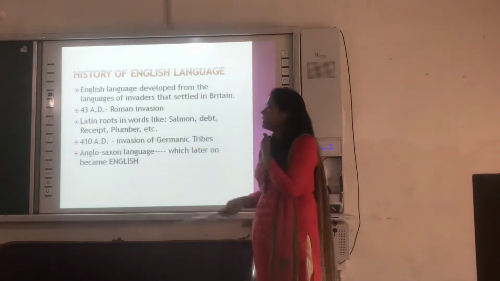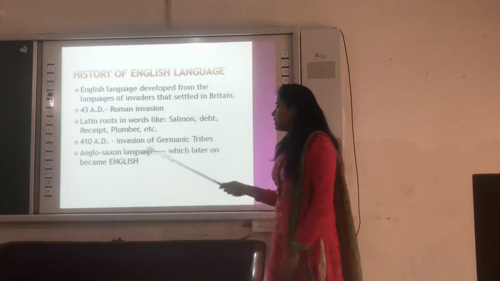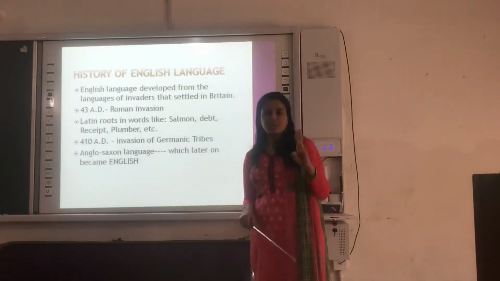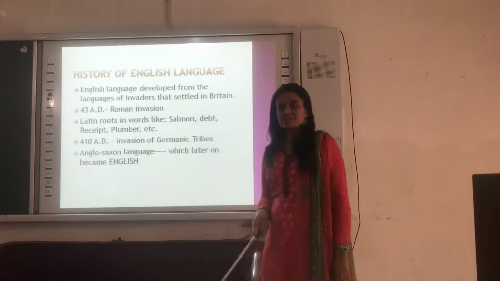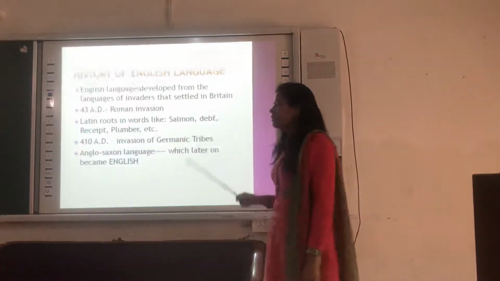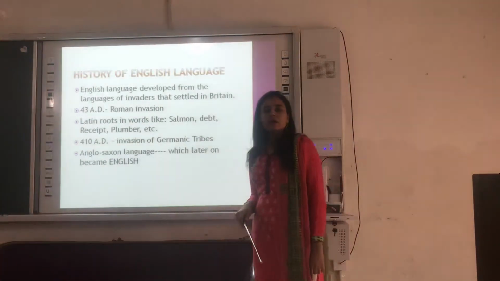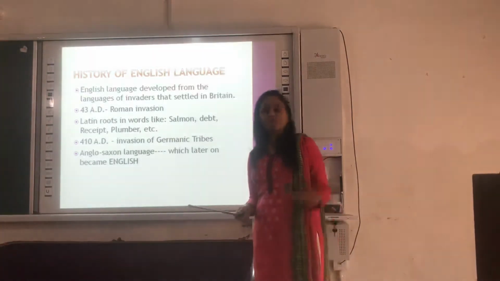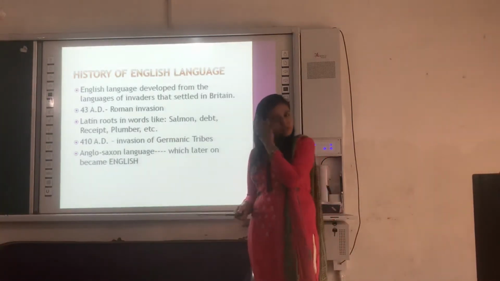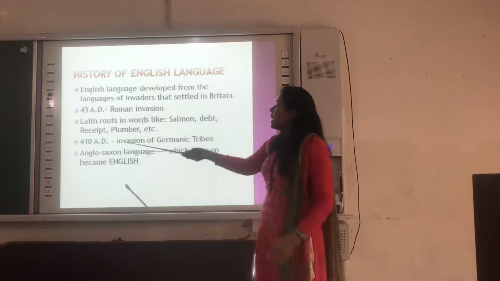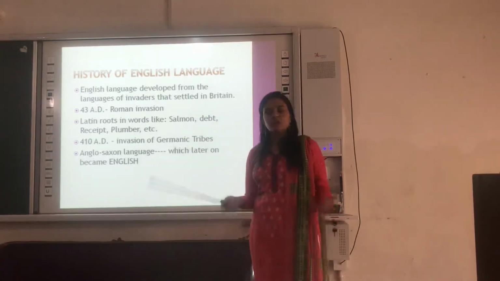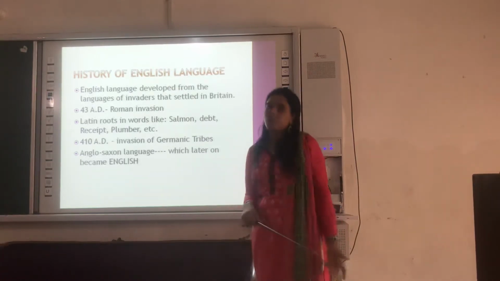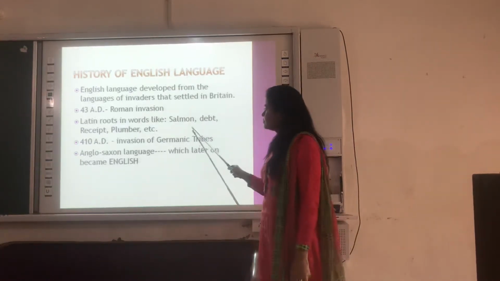Then in 410 AD, there was an invasion of Germanic tribes. So basically 3 Germanic tribes, Angles, Saxons and Jutes, invaded Britain and settled in Britain and they used to speak Germanic language, but out of those Germanic languages, Anglo-Saxon turned out to be a major one, and this Anglo-Saxon language later on became English.